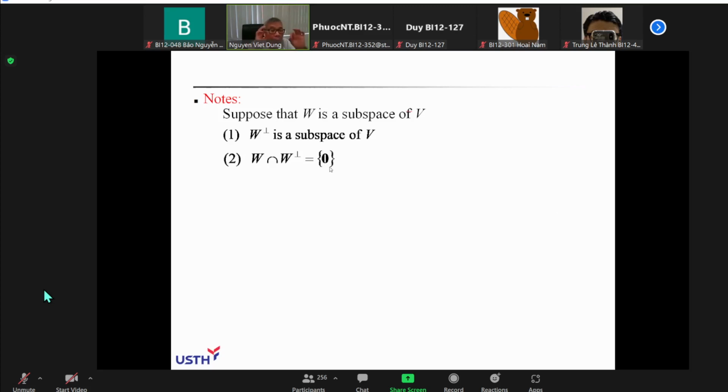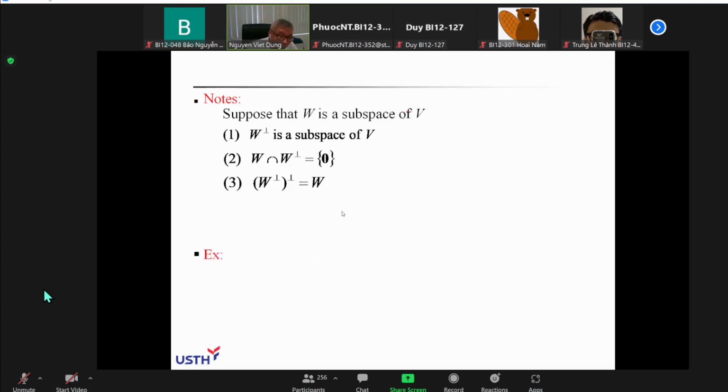It means that W and its orthogonal complement intersect at only one point. One point is the origin, that is the 0 vector. And if you take the orthogonal complement two times, you will go back to the subspace W. Okay.